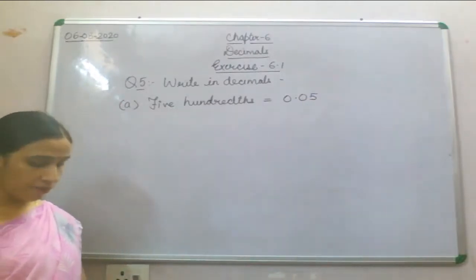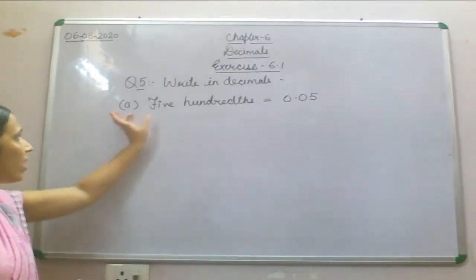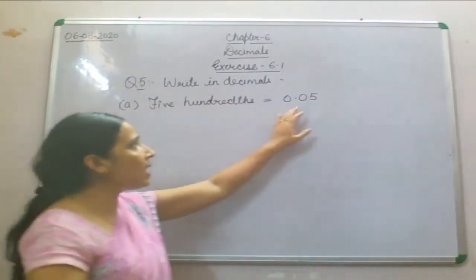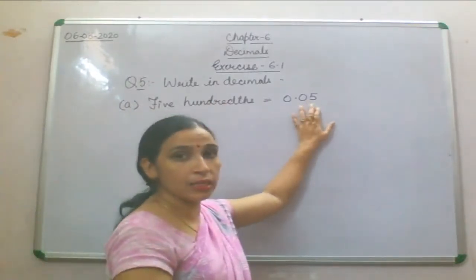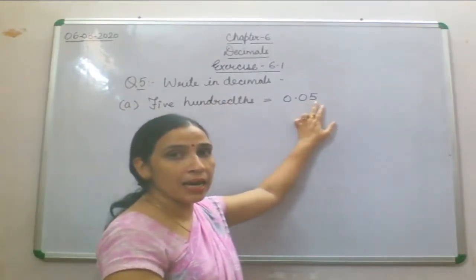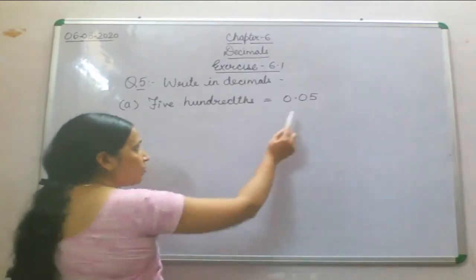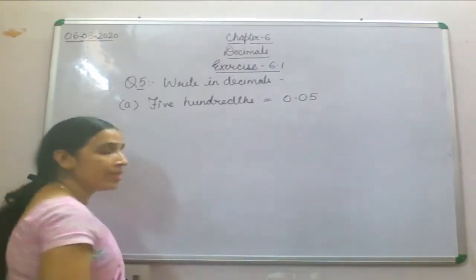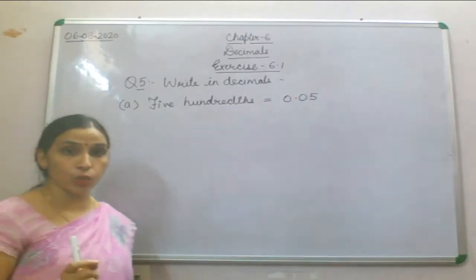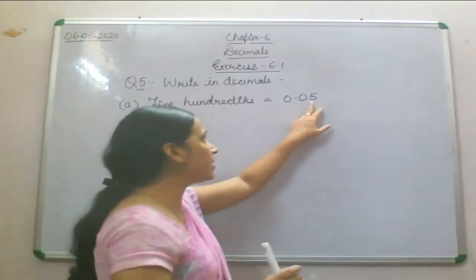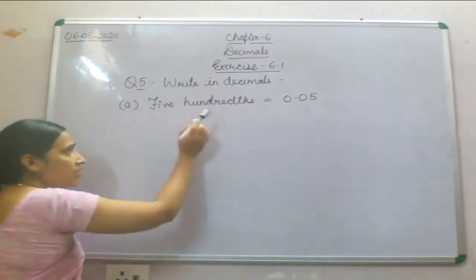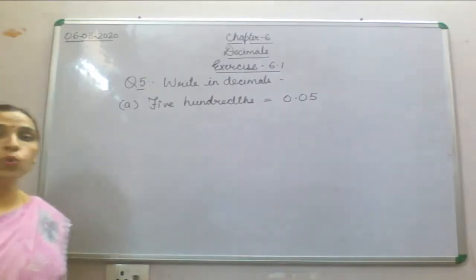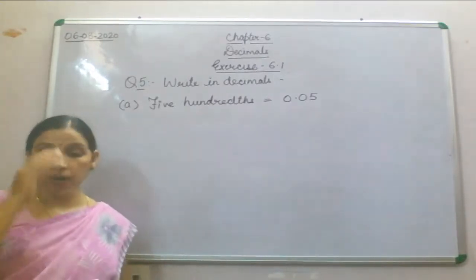See this? 5 hundredths have been given to you. 5 hundredths means after the decimal you have to take the hundredths place. So what we will do is, on the ones place, on the tenths place, we write 0. And on the hundredths place it is already given, that is 5. So that we will write over there.